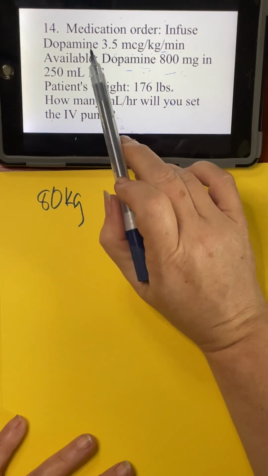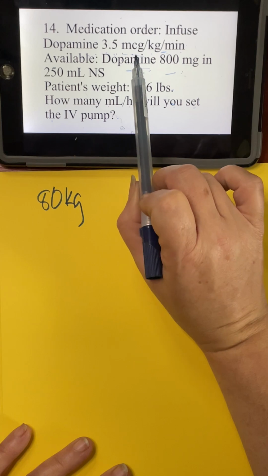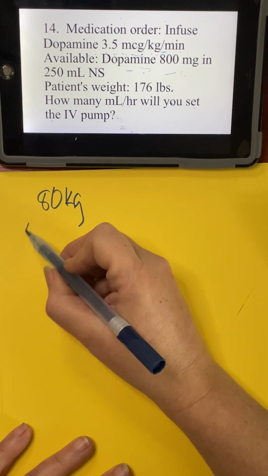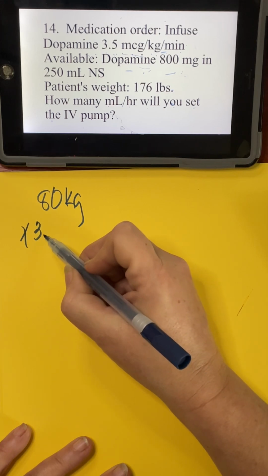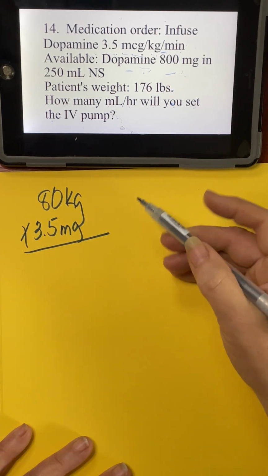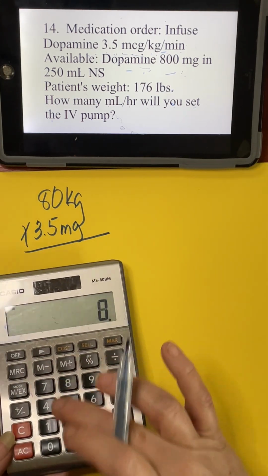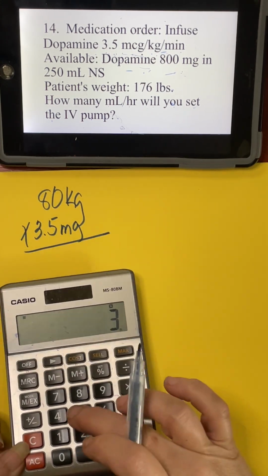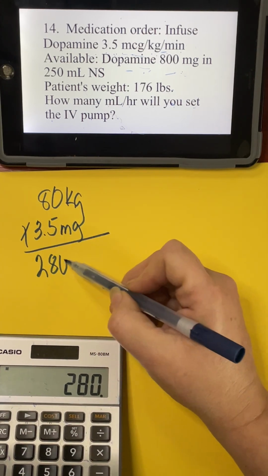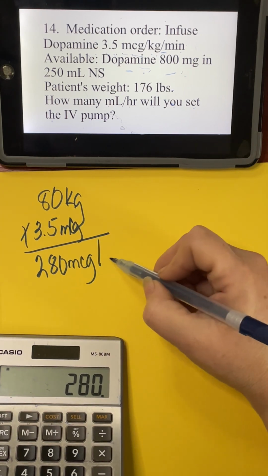Okay, so the dose ordered is 3.5 micrograms for a single kilogram, and we got 80 of those. So we're going to multiply this times 3.5 micrograms, and this will, let's do this. 80 times 3.5, that's going to be 280 micrograms per minute.